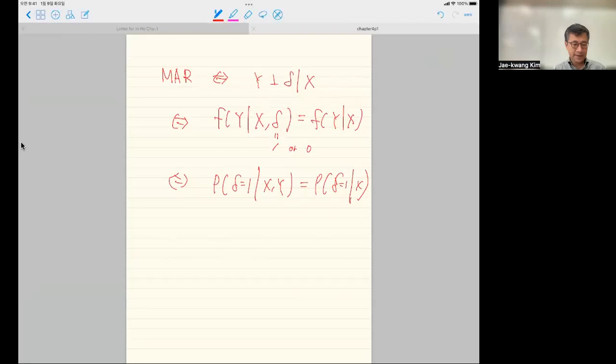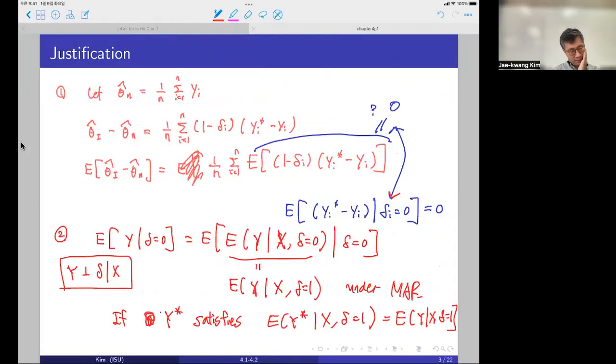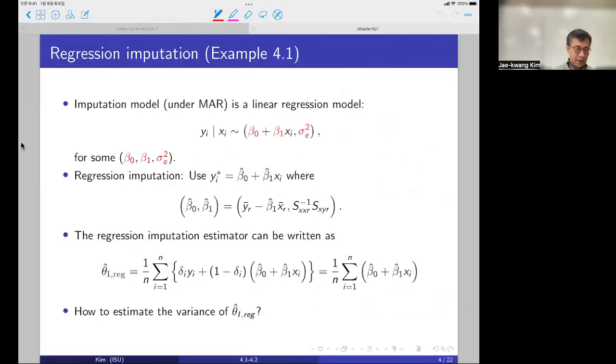Okay, let's move on. That basically takes care of the basic idea for imputation. Then if you have a linear regression model, that is an assumption. If you have a regression model, then we can use the respondents. This is an unknown parameter, but we use the cases with delta equal to 1.